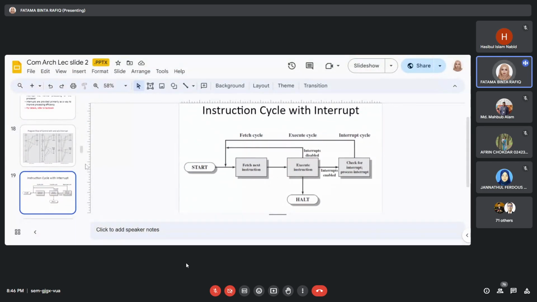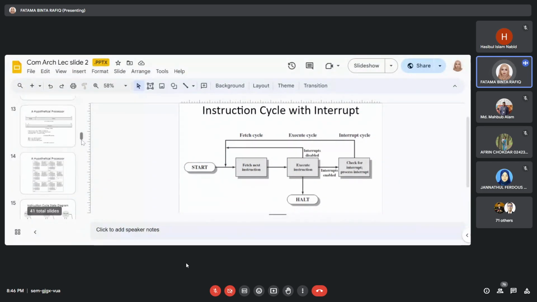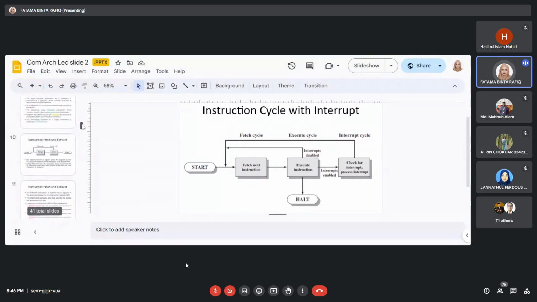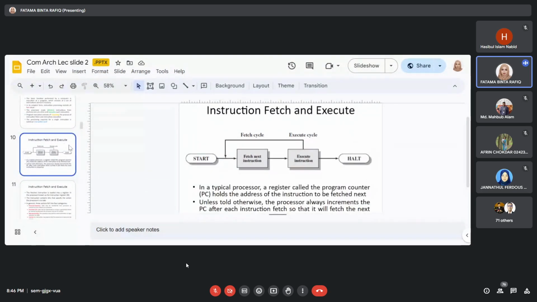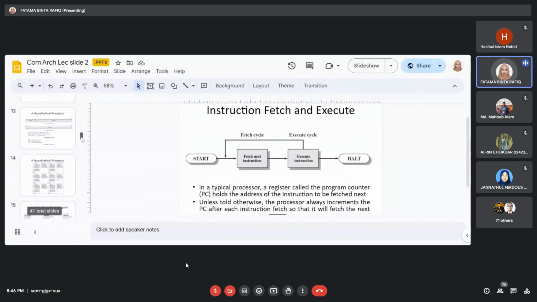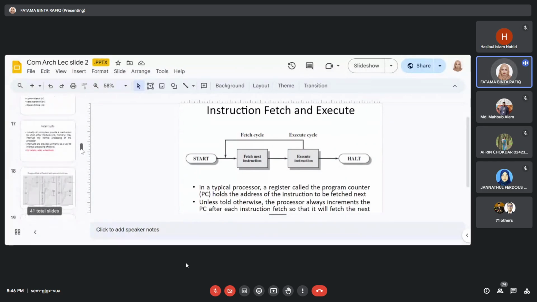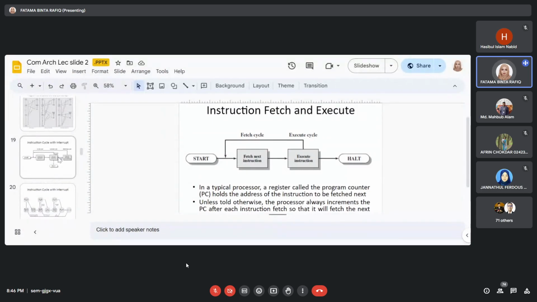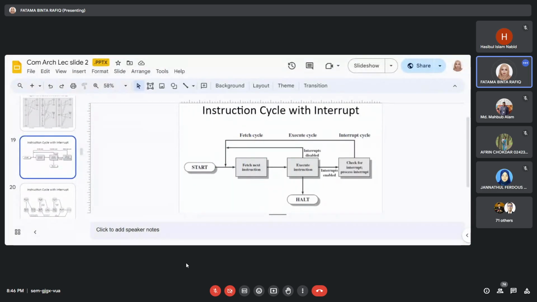Now instruction cycle with interrupt. So we have learned the instruction cycle. Here we can see all the details about instruction cycle. So this is the instruction page and instruction cycle diagram. So what will happen if any interrupt occurs in instruction cycle, it will look like this. Okay, so first the processor will start processing each and every data, then fetch next instruction. After that, execute that instruction.